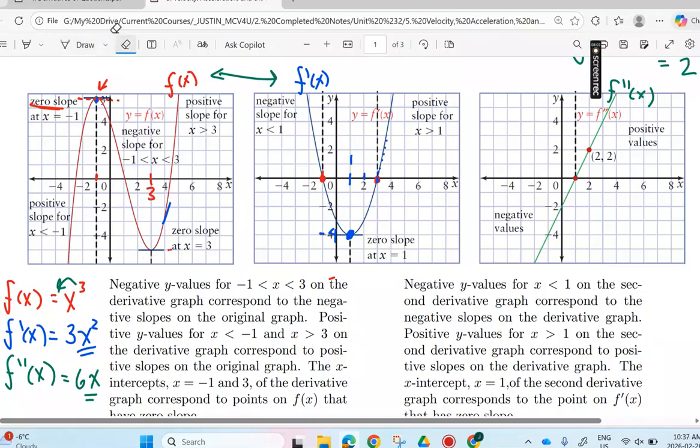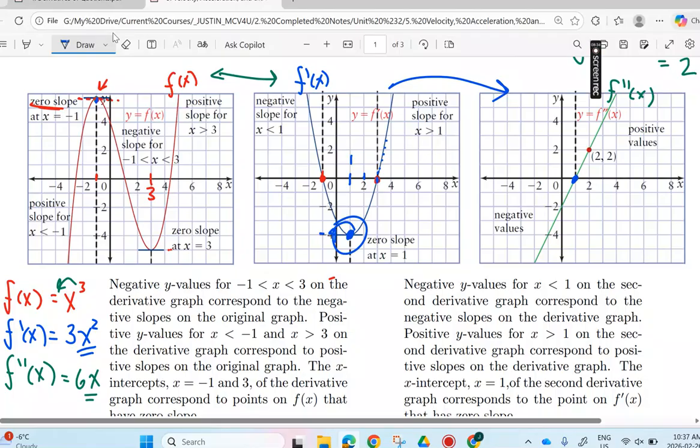Now, if I were to further extend this and compare this graph to this graph, the second derivative, the same ideas apply. Okay? So if I look at the first derivative, where is that slope 0? Well, the slope will be 0 at x equals 1. So if I look at the second derivative, is that the case here? At x equals 1? Yep, the slope is 0.